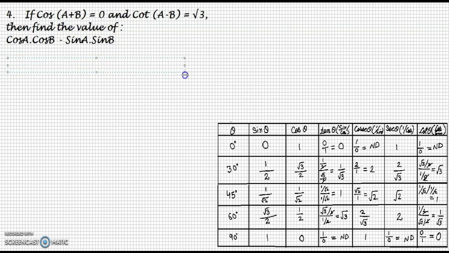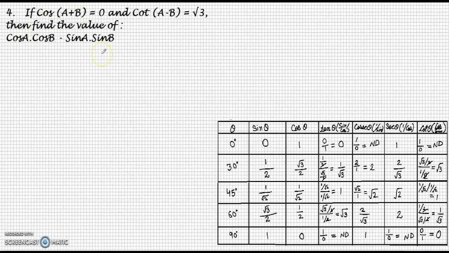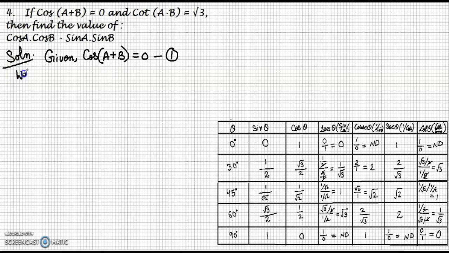So here if you consider cos A plus B as cos theta, they have already given you the value of cos theta. So you have to check in the table for what value of theta do we have 0, the answer. So for cos theta, when the value is 0, then theta is 90 degrees in the table if you see. So we can say that cos A plus B is equals to 0. This is equation number 1.